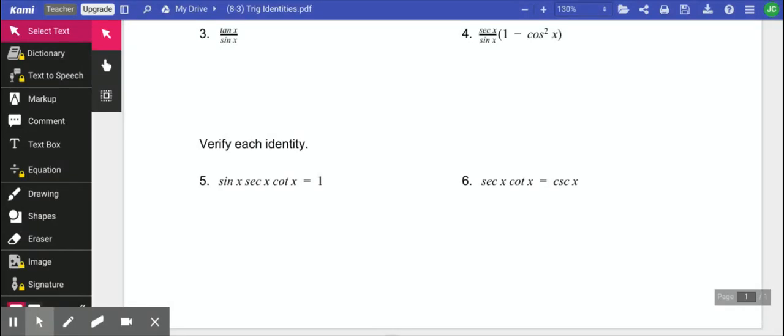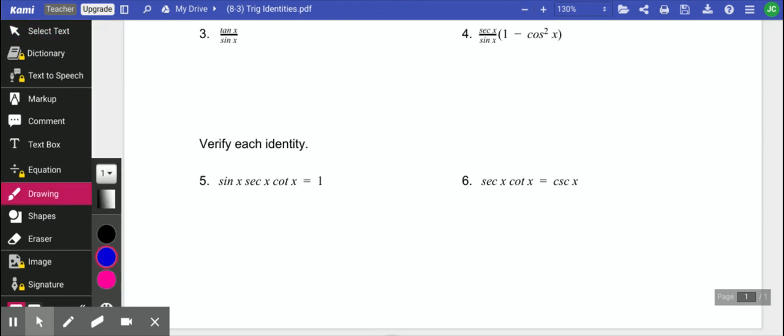Okay, so let's take a look at number 3. We have tangent x over sine x. So we want to simplify this. Well, let's start with tangent x. We've been changing that quite a bit. So remember that tangent x is sine over cosine. So we can change tangent into sine x over cosine x. And then we still have sine x on the bottom.